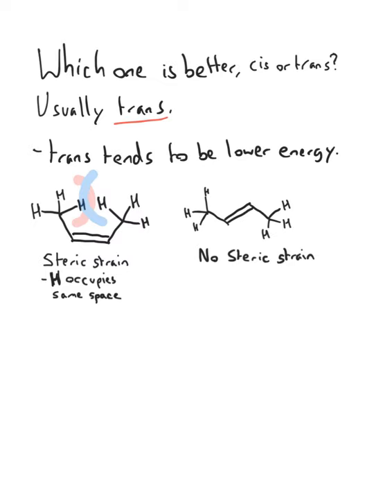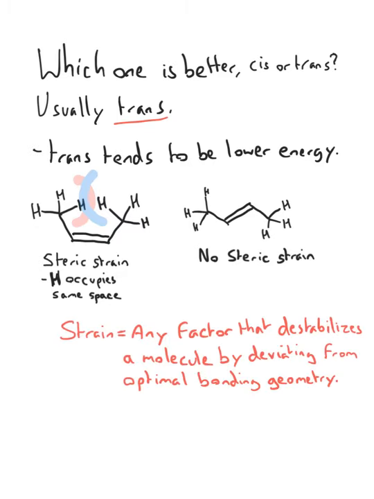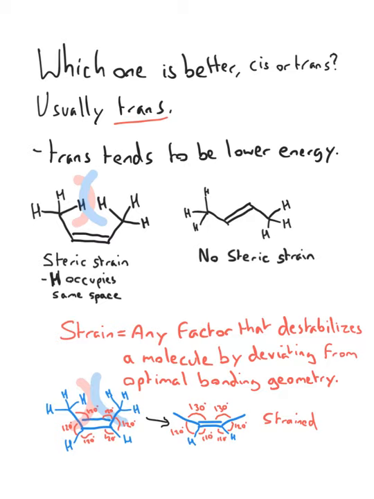Cis structures have steric strain, whilst trans structures do not have any strain, or at least have less strain. And just as an aside, strain is any factor that destabilizes a molecule by deviating from optimal bonding geometry, i.e. we're not able to have perfect 120-degree angles on an sp2 carbon.